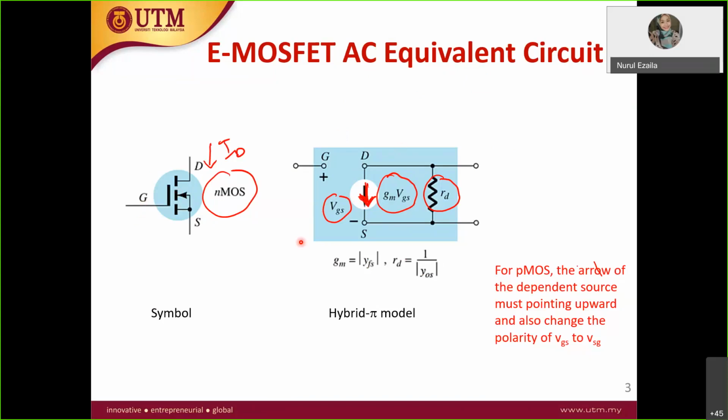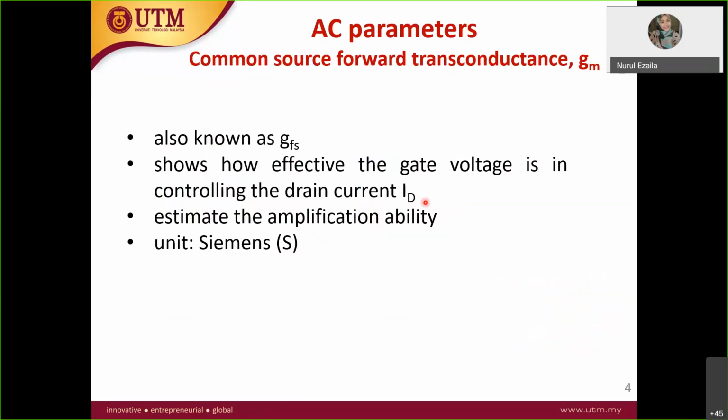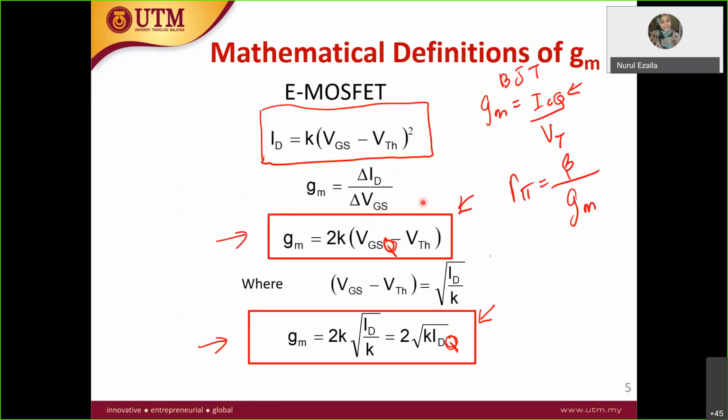Instead of r pi and gm v pi, in MOSFET you have VGS and gm VGS. In BJT, you have r naught. In MOSFET, you have rd. But most of the time, from now on in the test or final exam, usually we ignore the internal resistance r naught and rd.